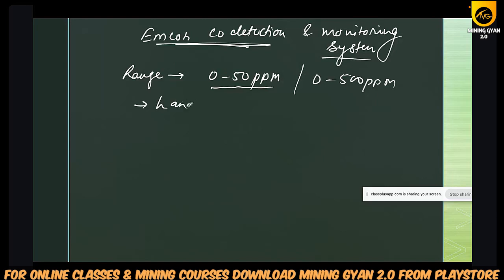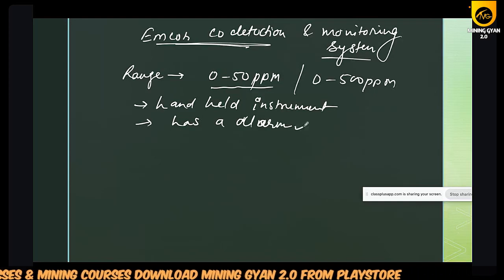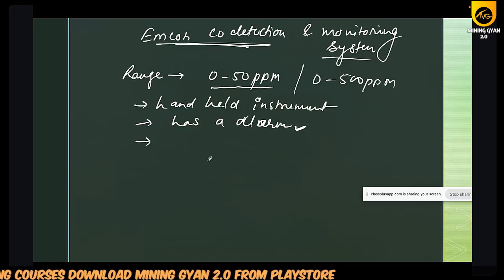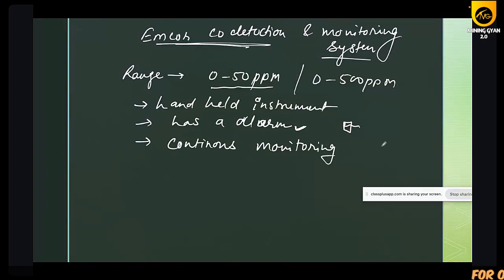That means hand held instrument, you can say, and has an alarm facility. So it will give you an alarm if the percentage of the CO will be up to our range, and it helps us with continuous monitoring. That means it will work continuously and give you the percentage.